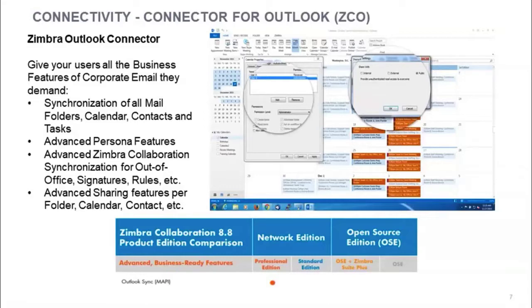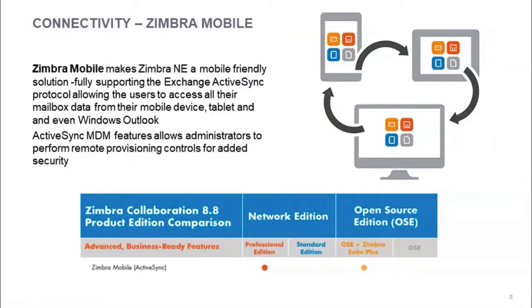Moving on, which is basically Zimbra Mobile, a very important feature nowadays. Basically, it will allow you to mobilize. So you can have the look and feel on your cell phone. You can send emails. You can connect using any mobile email client to your Zimbra server, and you'll have all the features in there. And this is offered in the Network Edition as well as the Open Source Edition in the Zimbra Suite Plus.